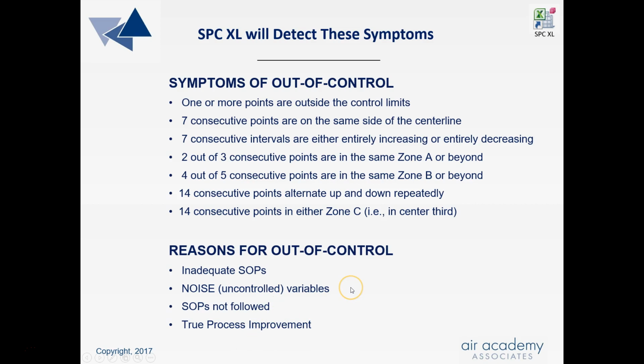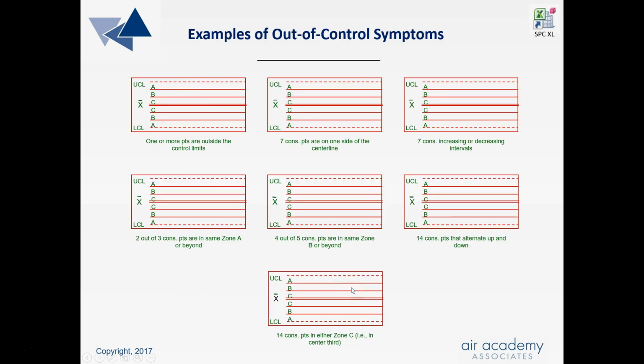So let me show you the 7 different symptoms that SPC Excel will look for in your control charts. The first one is a point outside the upper control limit or below the lower control limit. This indicates that this is not happening by chance because 99% of the time the data should fall within the control limits. Another one is 7 consecutive points on one side of the center line. This indicates a shift even though none of the data points are outside the control limits. The trends will be shown when we find 7 consecutive increasing or decreasing points.